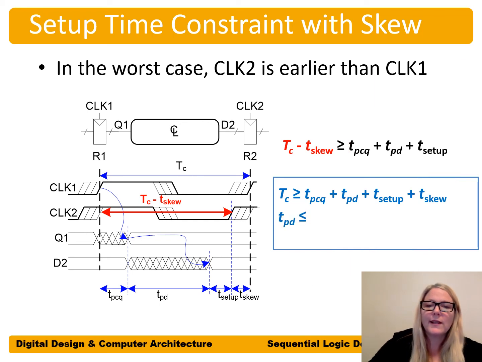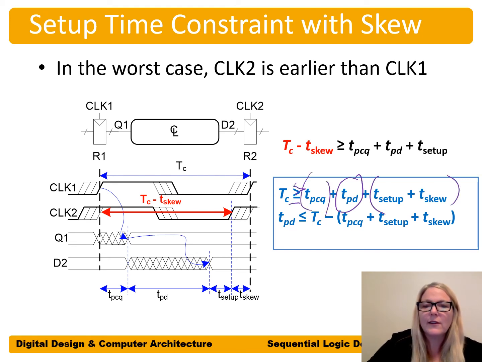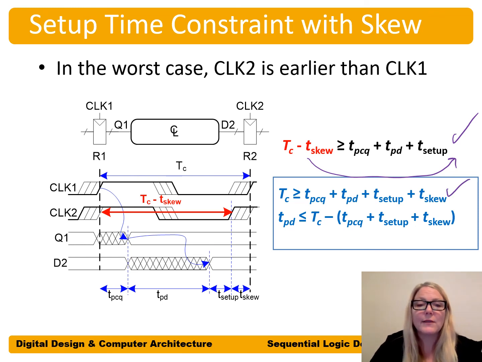And again, we can rewrite it in terms of propagation delay. TPD is less than or equal to, well, Tc minus all this other stuff. But in terms of deriving the equation, this is the best way to derive it, and then bring T-skew over to the other side to see what equation we have for determining our cycle time.